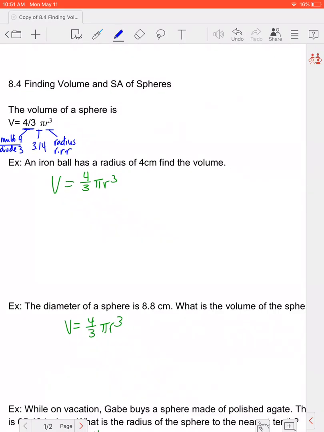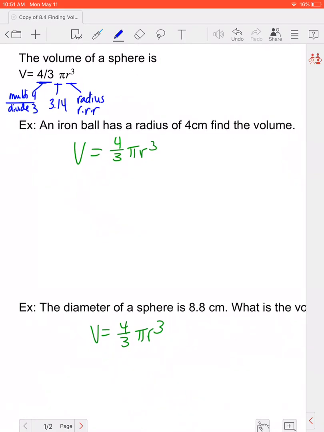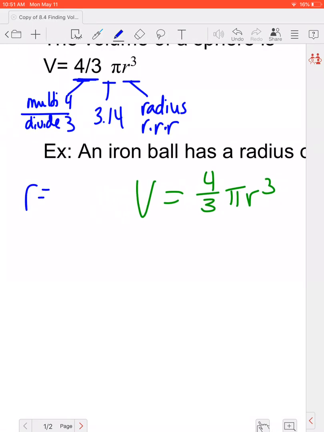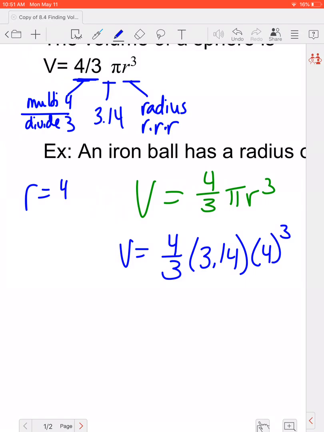So I think you guys have a picture for this first one, but it didn't transfer over very well for mine. So I've already written my volume formula just so I have it. It says an iron ball has a radius of 4 centimeters. Find the volume. So we are given that r is 4. So we're going to plug in what we know. So we have v equals 4/3 times 3.14 times 4 cubed.